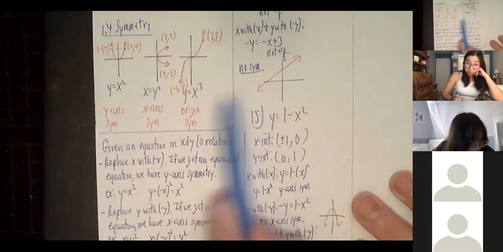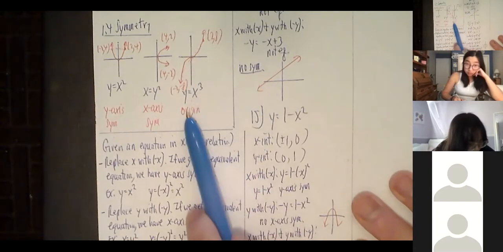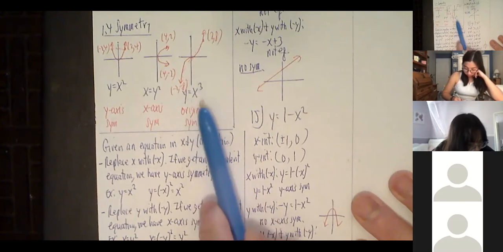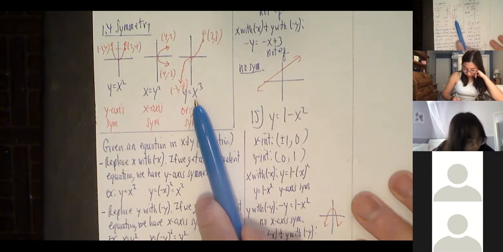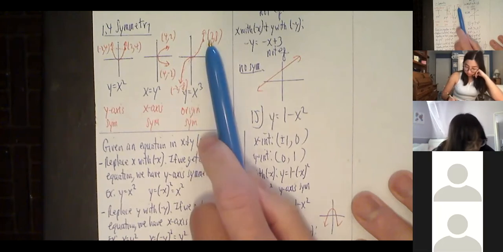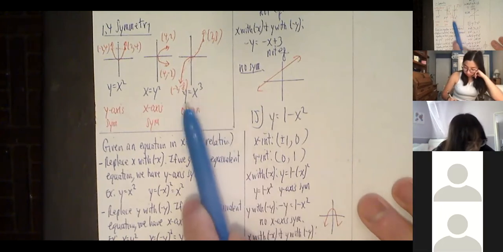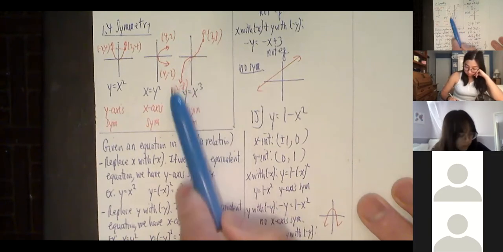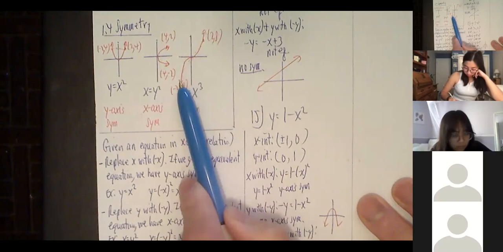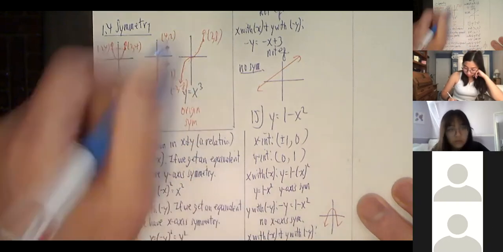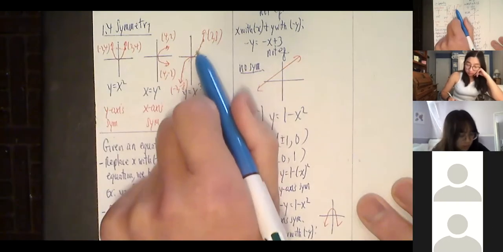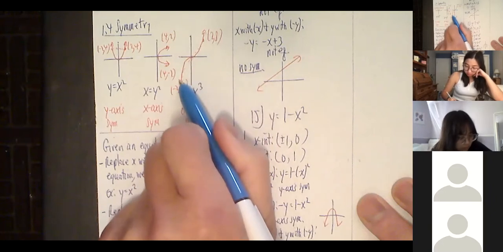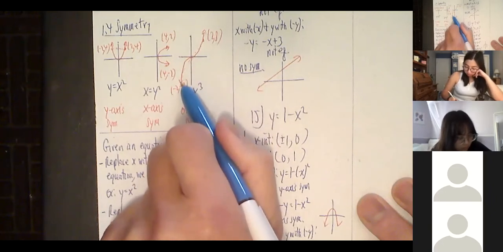And y equals x cubed, that's something called origin symmetry. Meaning, what do you get when you plug in 2? 2 cubed is 8. What do you get when you plug in negative 2? Negative 2 cubed is negative 8. So you get the exact opposite. So that's something called origin symmetry. The point 2, 8 reflects across the origin way down here to negative 2, negative 8.